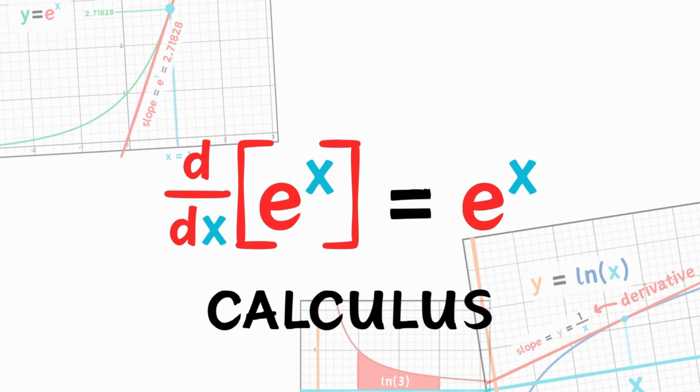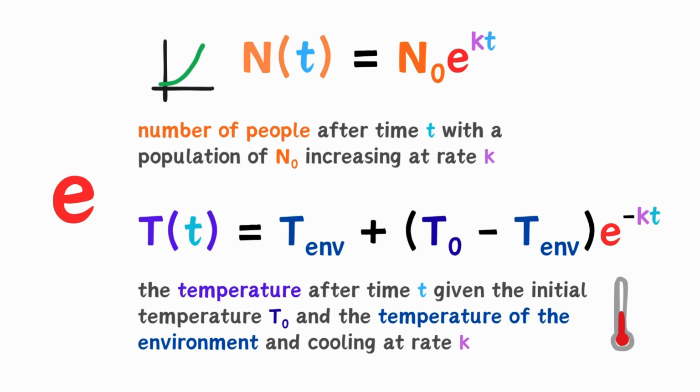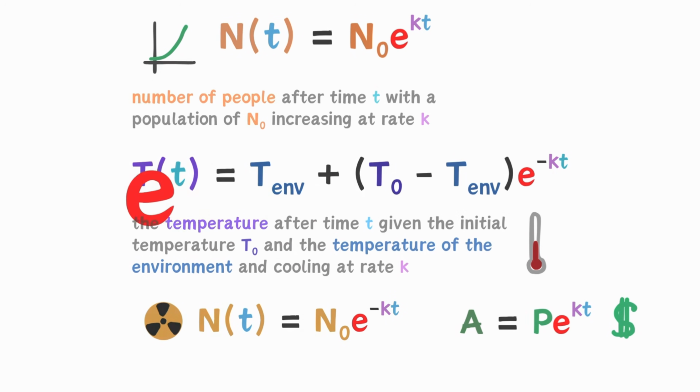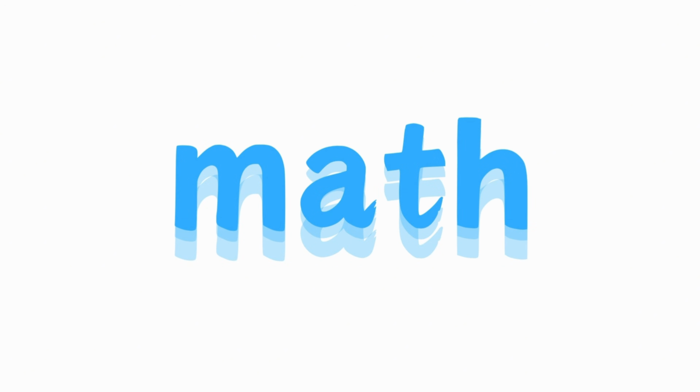It is extremely important in calculus, the study of the rate of change. It describes growth itself, holding some of the most fascinating properties in mathematics. It appears everywhere, modeling population growth, thermal cooling, radioactive decay, compound interest, and so much more. Yet for centuries, this powerful number lay hidden in mathematics. A silent reminder that mathematics isn't about memorizing some rules. It's about discovery. And who knows what else may be lying out there, waiting to be found by the next Euler.